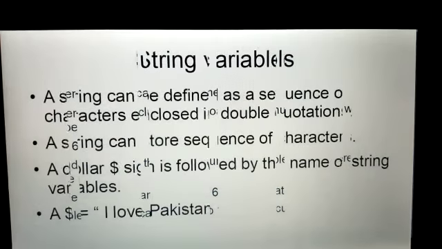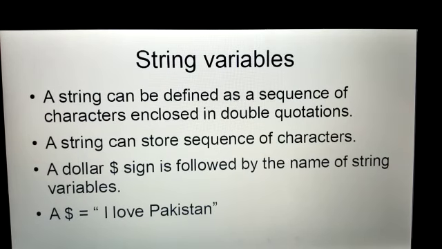The next one is the string variable. A string is simply alphanumeric data. A string consists of a sequence of alphanumeric characters enclosed in double quotation marks. For example, I love Pakistan. My house number is 16. Your email address. In your email address, the data include alphabets and numbers also.